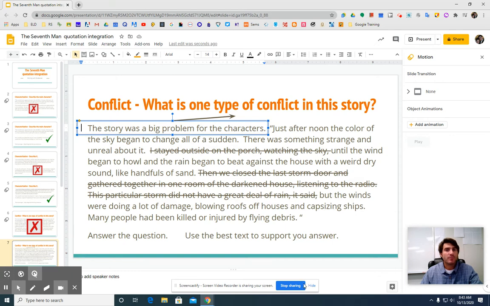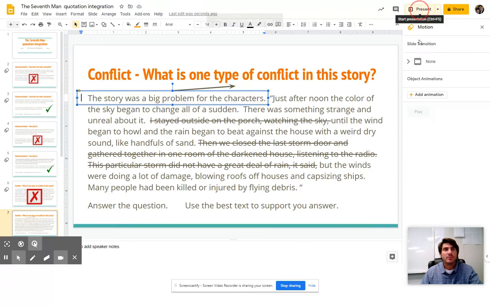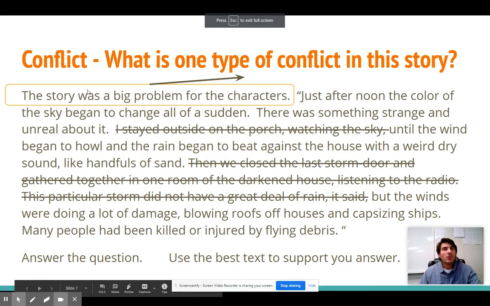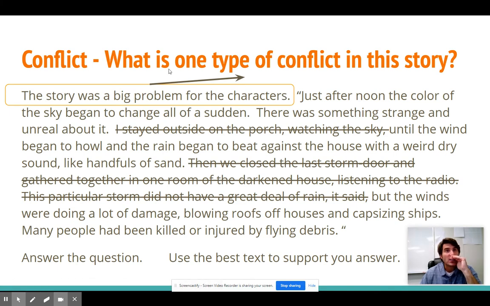Well then, you'll just have to forgive me my mistake. Storm. All right. So first of all, the storm was a big problem for the characters. That doesn't actually answer the question. What is one type of conflict? I did not say what the conflict was. So right off the bat, my paragraph is wrong because I don't answer the question. Okay. But then, look, I started cutting out stuff that doesn't even have anything to do with it, right? I don't need all of this stuff.